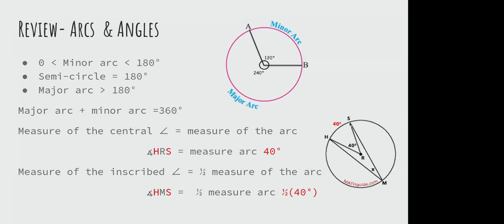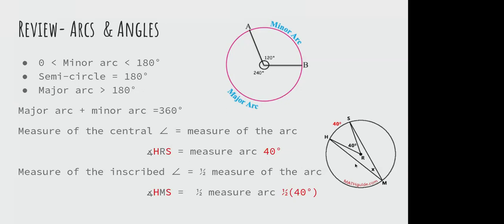And then we talked about how the measure of a central angle is related to the arc. So the arc between H and S is 40 degrees. Remember, the central angle is the angle that has its vertex at the center of the circle. So the central angle is the angle from H to R to S. The arc is HS, and the central angle is HRS. It is the same measure as the arc, so it is 40 degrees.